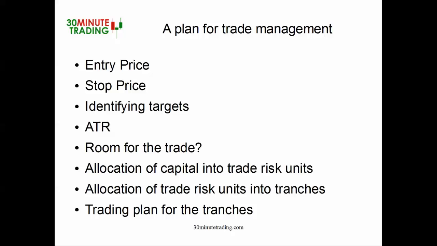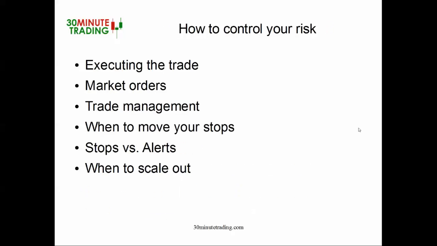And then you've got to think about allocating your capital into trade risk units and allocation of trade risk units into tranches, and then you have to have a trading plan for the tranches. The other thing you've got to take into account is how you're going to execute the trade. Is it going to be a market trade, a stop order, a limit order, and so on? And what kind of trade management you're going to do, when to move your stops, whether stops are more viable for you than alerts or the other way around, when to scale out, if you're going to scale out, and about scaling in if you're going to scale in.